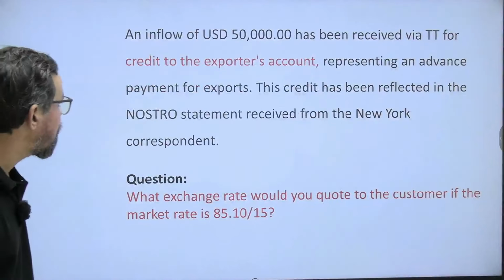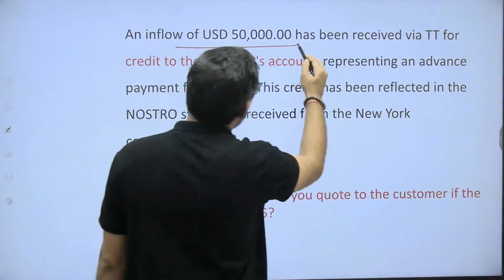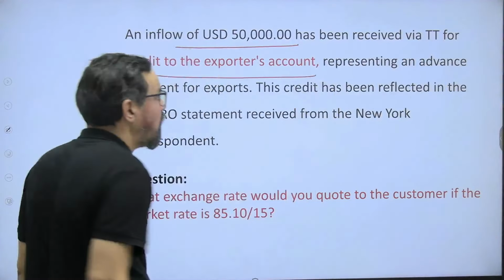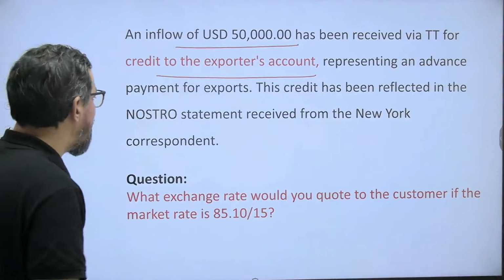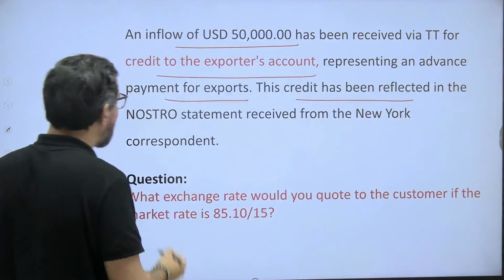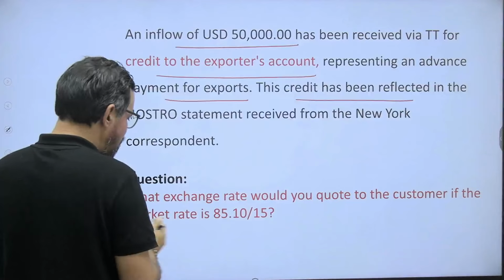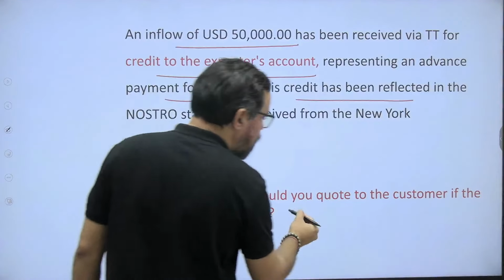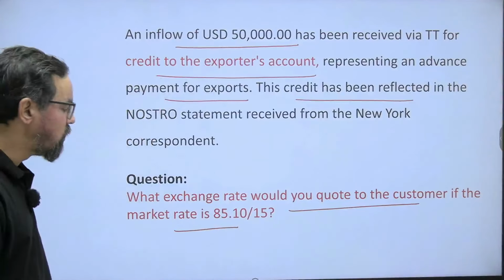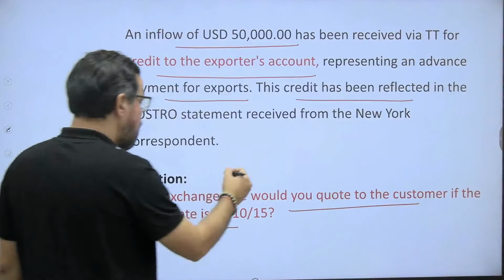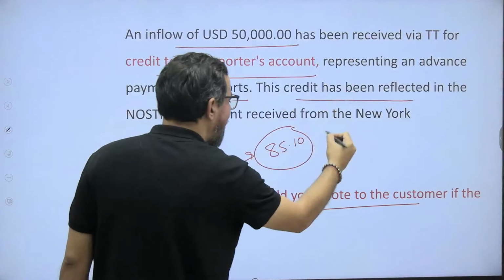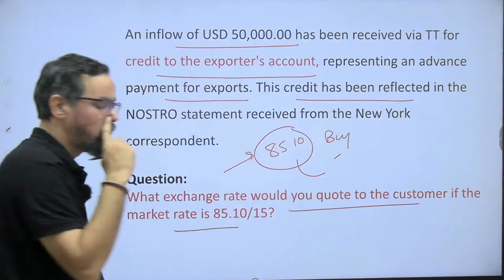Next one. An inflow of 50,000 US dollars has been received by telegraphic transfer credit to your exporter account, representing an advance payment for exports. This credit has been reflected in the Nostro account. What we have to calculate: what exchange rate would you quote to your customers? This is the question which we have solved also. What will be your answer for this one? 85.10. Because it's a case of export, you have to quote the buy rate, and this is the rate which we are going to quote in this situation.